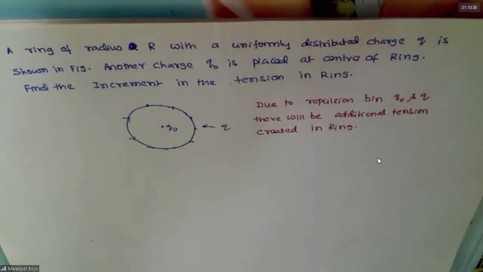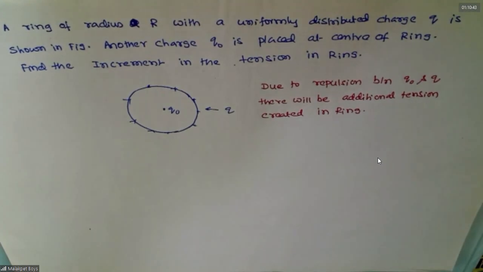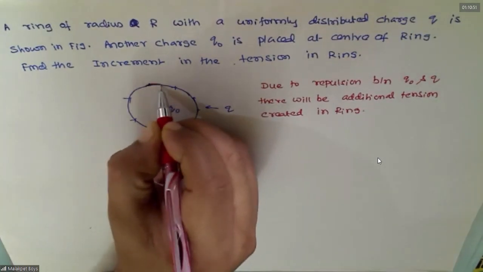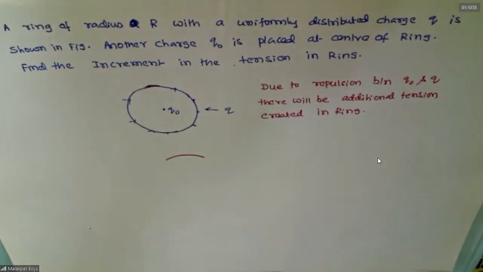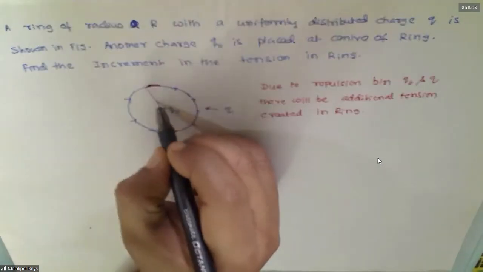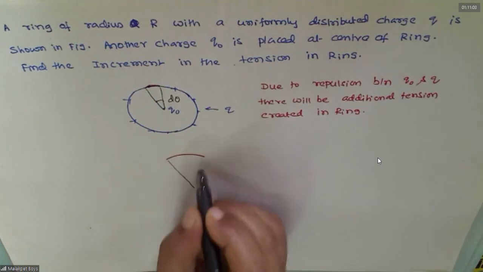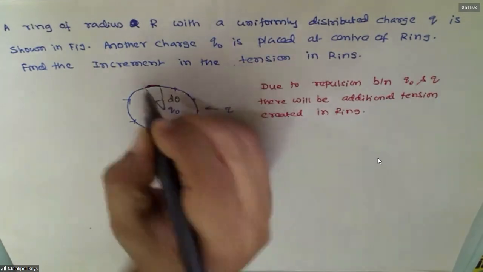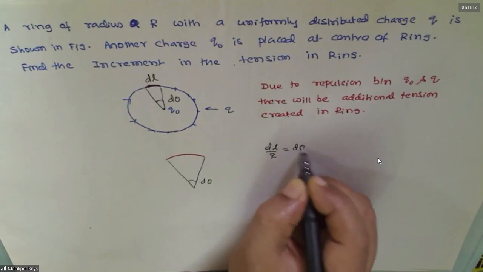Understood this till here? Yes, sir. Now you have to find that. See, already we have done this. We will take a small element. Remember this. After that, this is d theta now. I will be showing that like this. This is d theta. Follow carefully. This is dl, this length. Now dl by r is d theta.